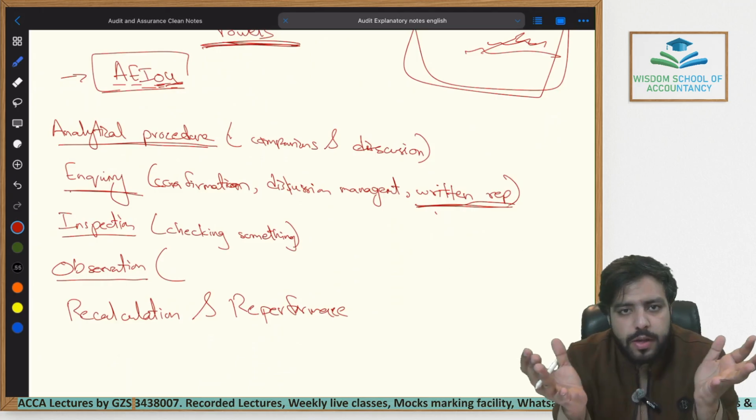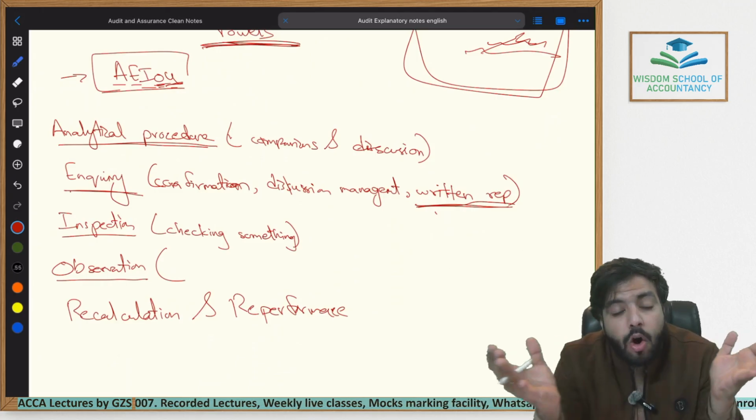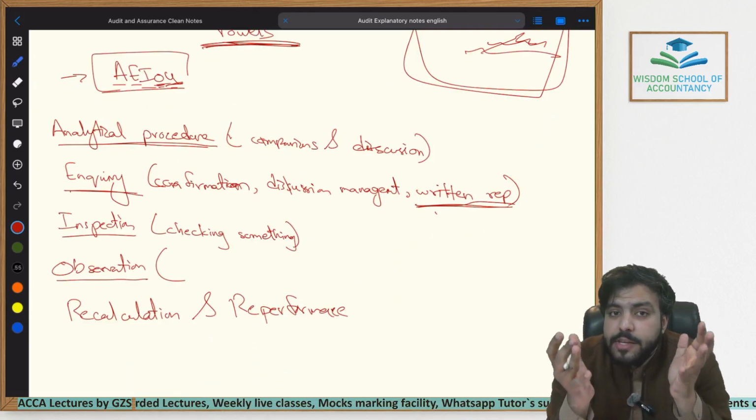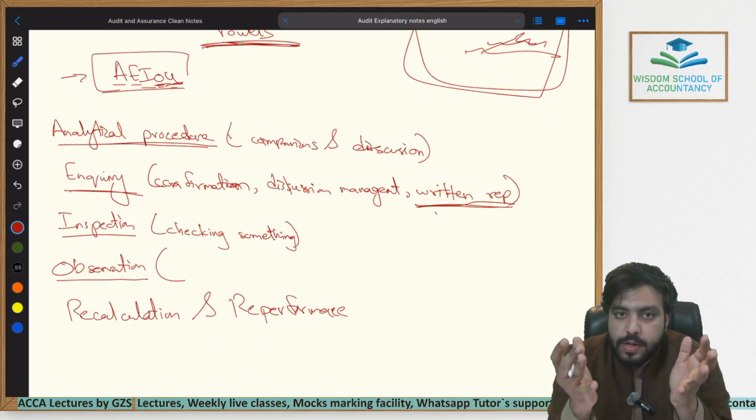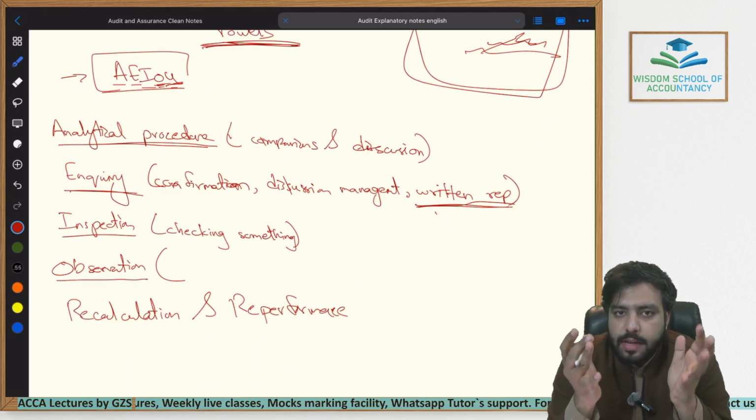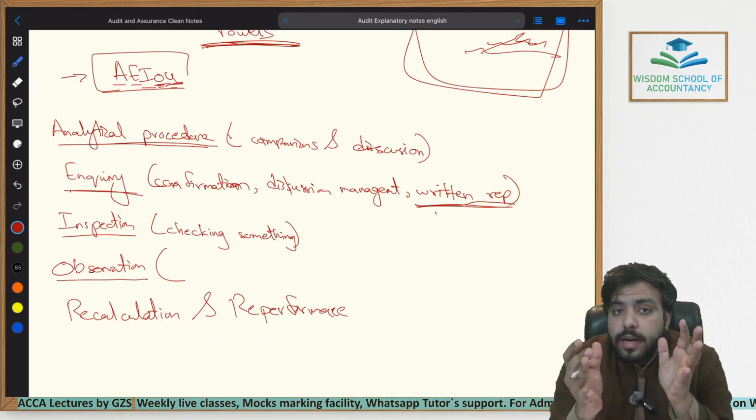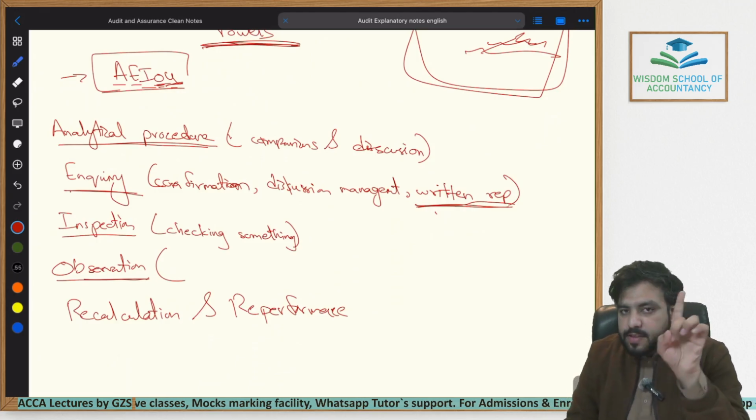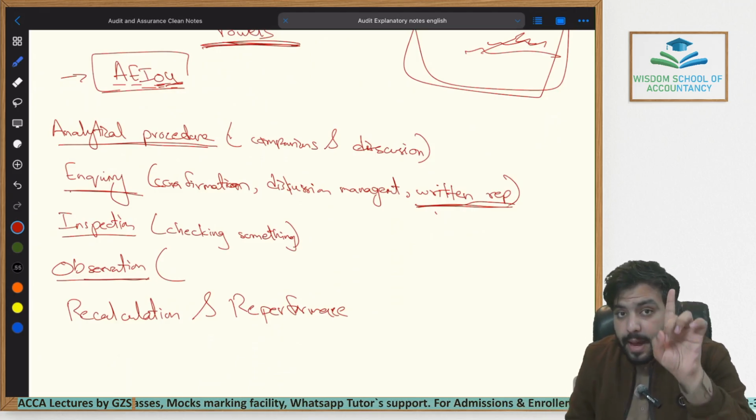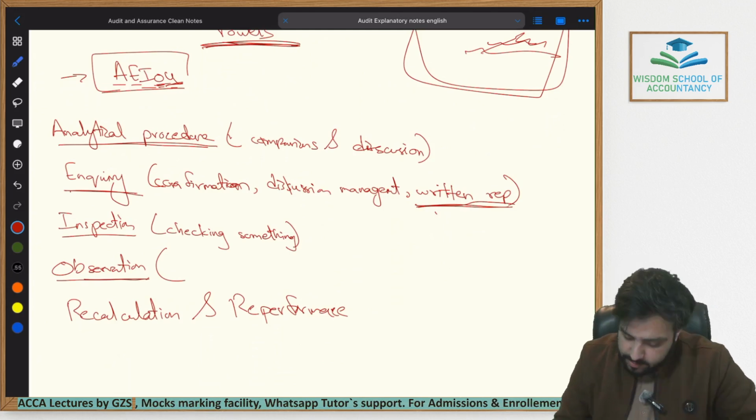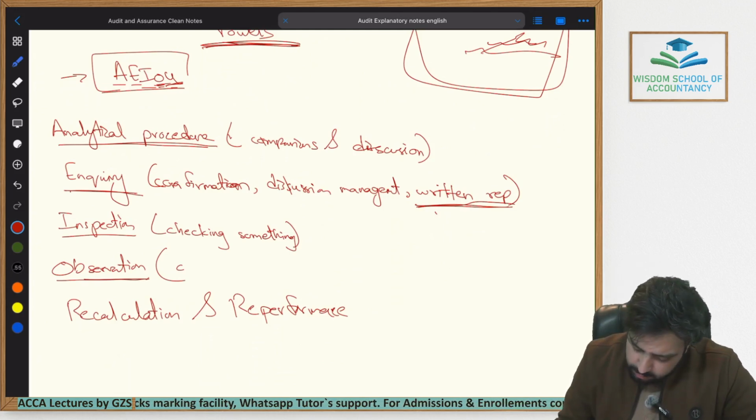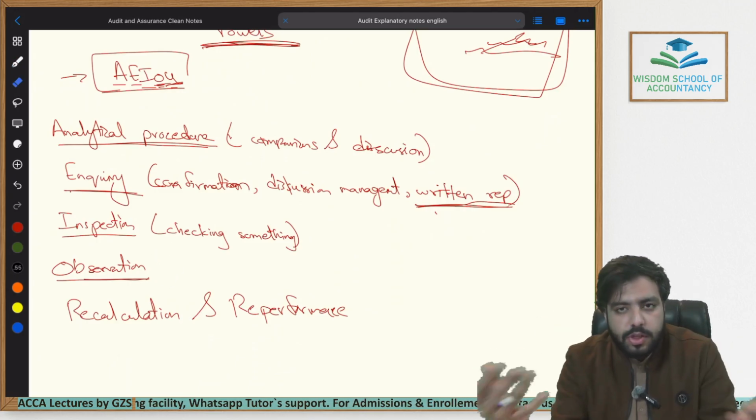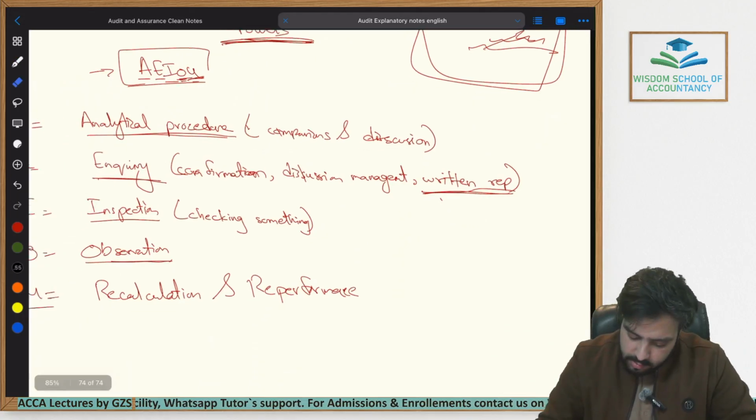You will never be able to show evidence to FRC whether you actually observed something or not. Observation is a procedure that is majorly done for internal controls. When you are testing the internal controls, observation is done there. Although it is a procedure, we never use it within substantive procedures when we are verifying the balances within financial statements. Observation is something that you only see, whether management is actually doing it or not.